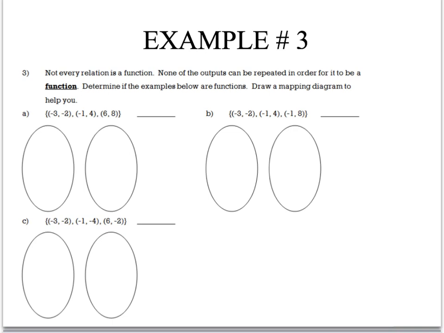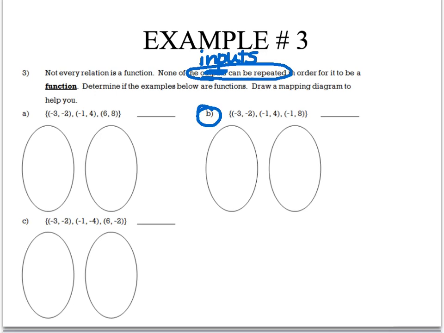So example number 3 talks about the vertical line test and drawing a mapping to tell if it's a function. It says not every relation is a function. None of the outputs can be repeated. Determine if the examples below are functions. Draw a mapping diagram to help you. And I would like you to change this. This is a typo. This should be none of the inputs can be repeated. So we cannot split an input into two separate directions. And we'll come across that example in choice B.